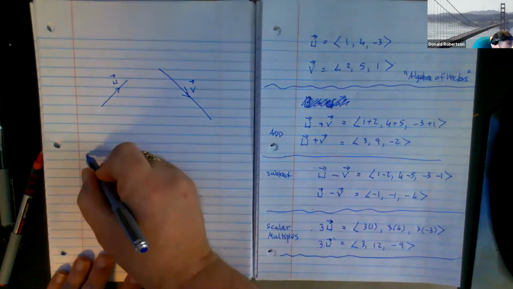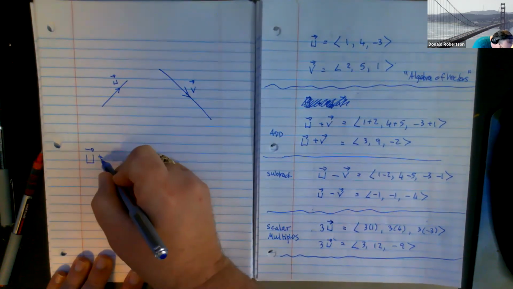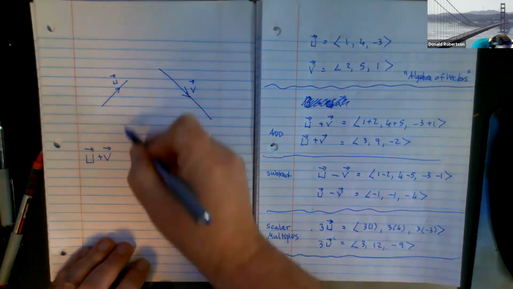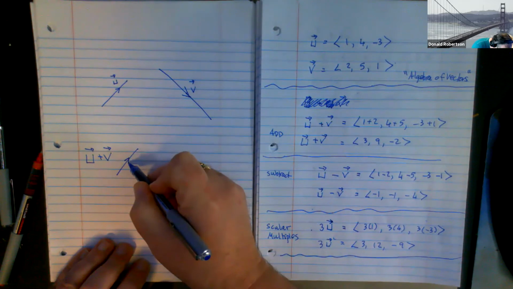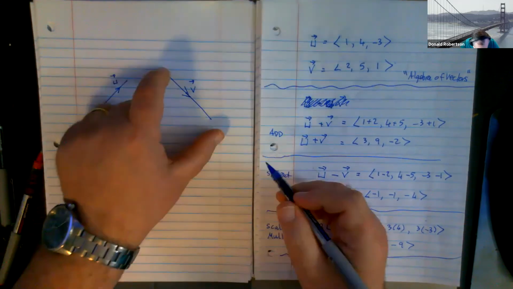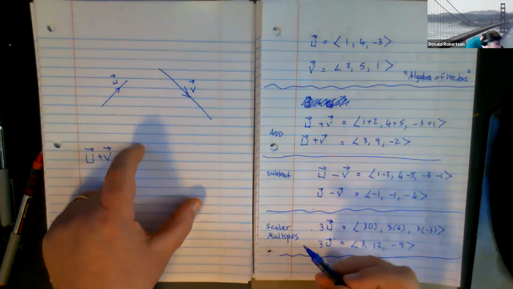Now, what would a visual representation of adding these vectors look like? Well, you would take the vector U and you finish there. And where you finish, you pick this guy up and you stick him down here.